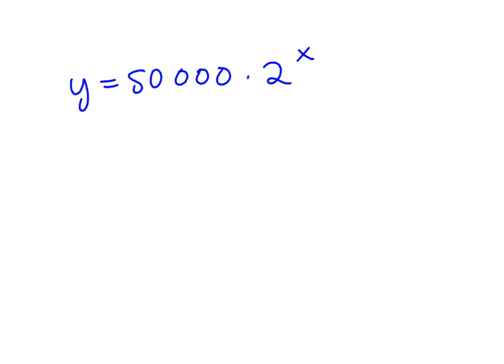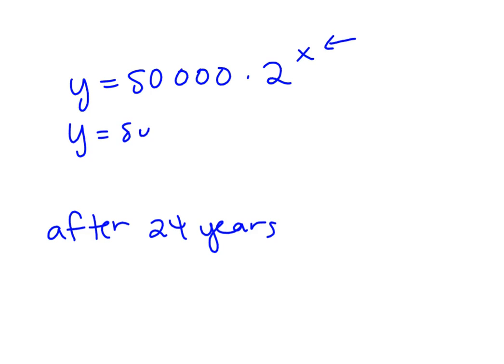And they want to know how much trash is in the landfill, or what they expect to be in the landfill after 24 years. Well, we said a doubling period is how long? 3 years. So if it's been 24, how many doubling periods have occurred? Eight. So where am I going to plug that 8? In for X. X is my number of doubling periods. So Y equals 50,000 times 2 to the 8th.